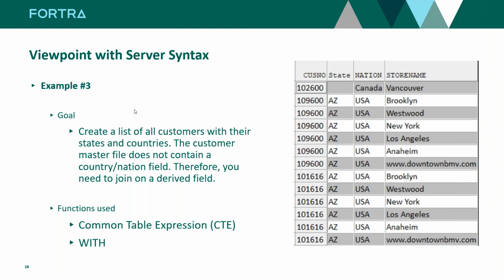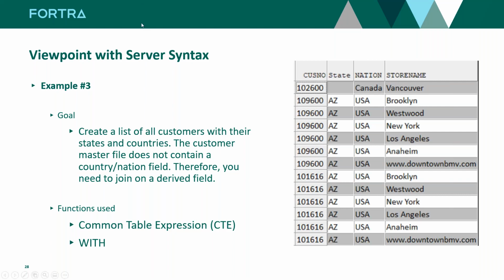So the next example's goal is to create a list of customers with their states and their countries. For this particular example, the customer master file that we're using doesn't contain a field that defines the country or the nation. So we have to create that and then join on that derived field. This is an excellent example of how to use a common table expression, and with that, you would use the WITH function.